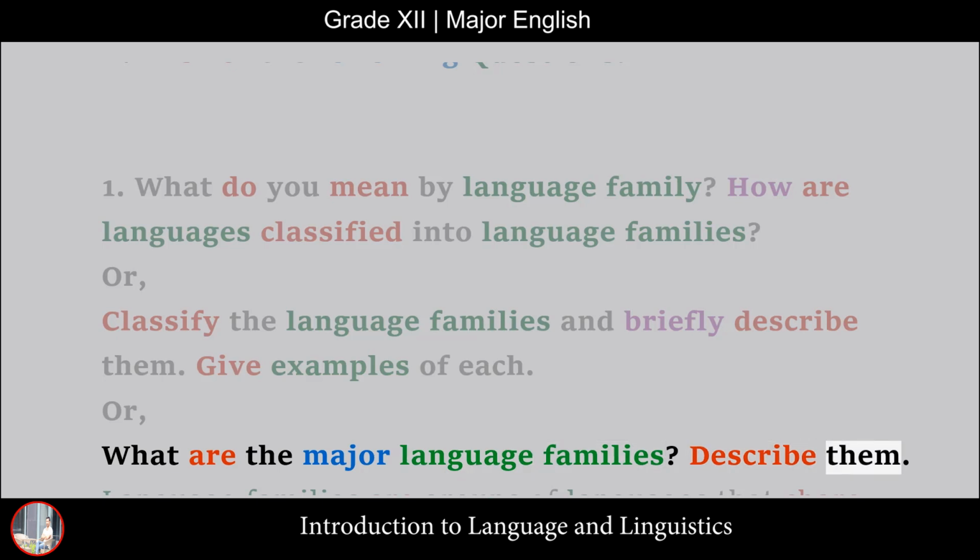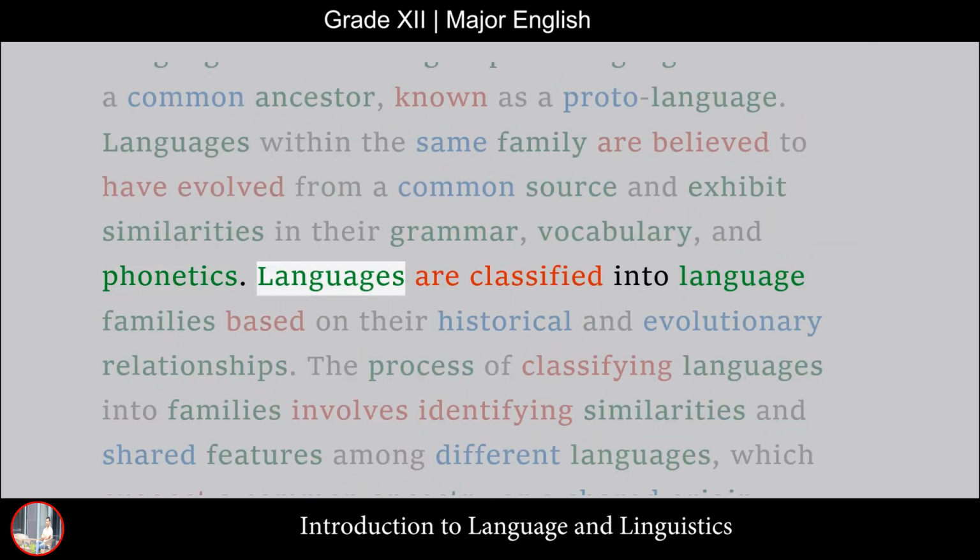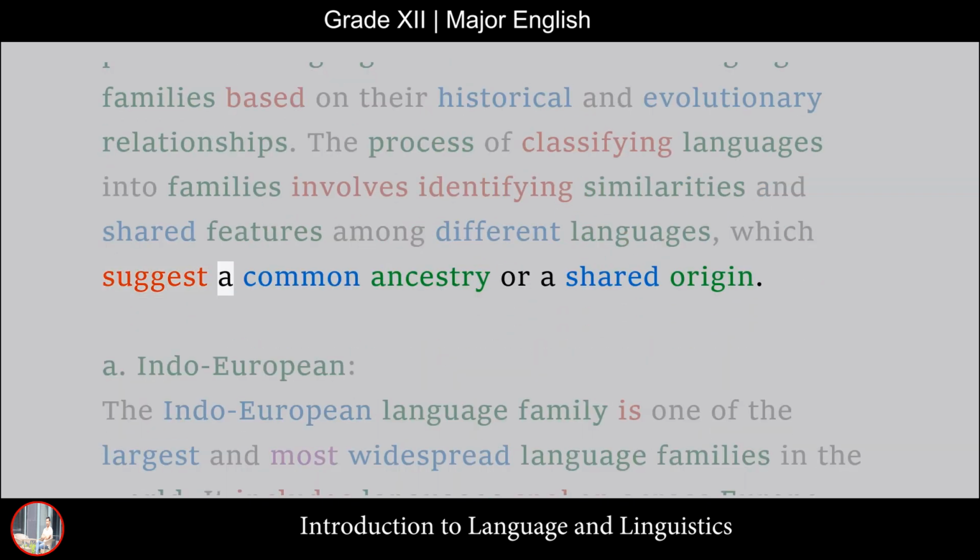Describe them. Language families are groups of languages that share a common ancestor, known as a proto-language. Languages within the same family are believed to have evolved from a common source and exhibit similarities in their grammar, vocabulary, and phonetics. Languages are classified into language families based on their historical and evolutionary relationships. The process of classifying languages into families involves identifying similarities and shared features among different languages, which suggest a common ancestry or a shared origin.